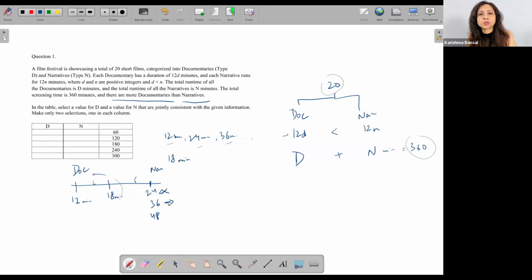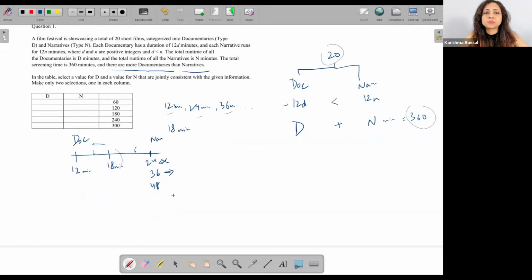Is 36 possible? Well, could be. Let's see. It is one of the possible, at least the way I see it right now, it seems to be one of the possible values. If narratives duration is 36 minutes each, right? Forget 12D12 for the time being. I've already taken that into consideration when I'm considering 12, 18, and 24. So let's not worry about that.